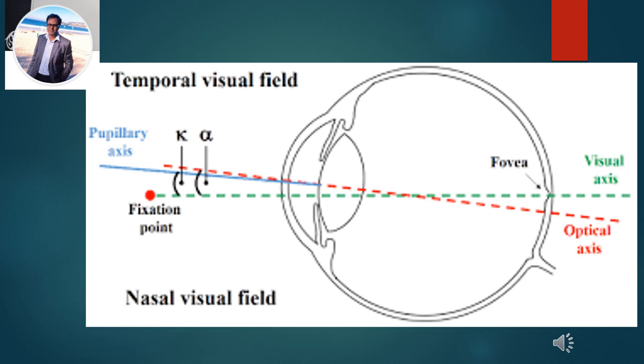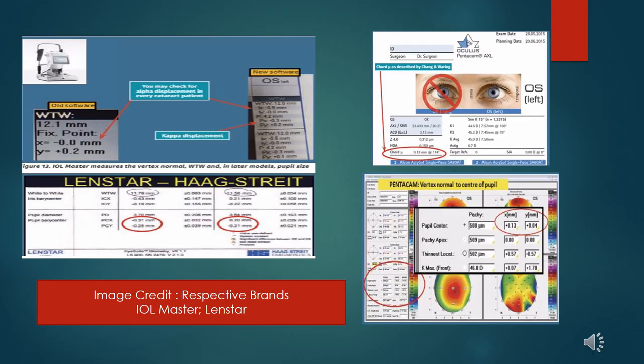And like angle kappa, angle alpha also has a limit of 5 degrees, right? So that's where you do not want to implant a multifocal IOL. A patient who has more angle kappa and angle alpha than what is on an average eye, you'd not want to put in a multifocal IOL. Then it brings us to the question, how do I avoid implanting a multifocal IOL in a patient who has a huge angle kappa or angle alpha? Is there a way to understand that?